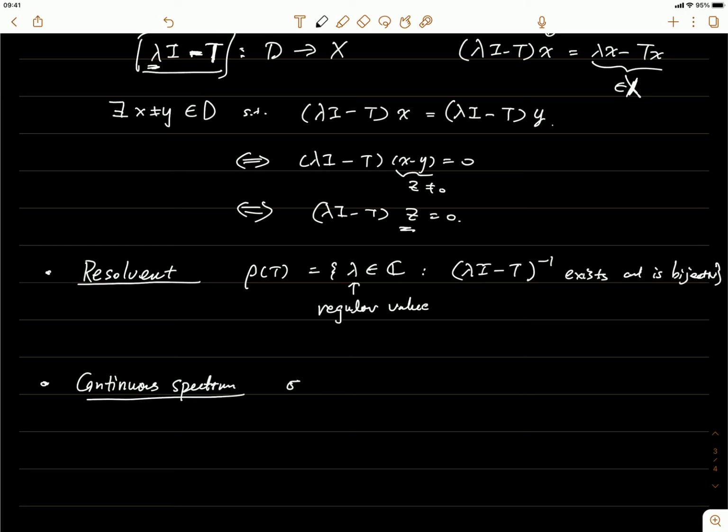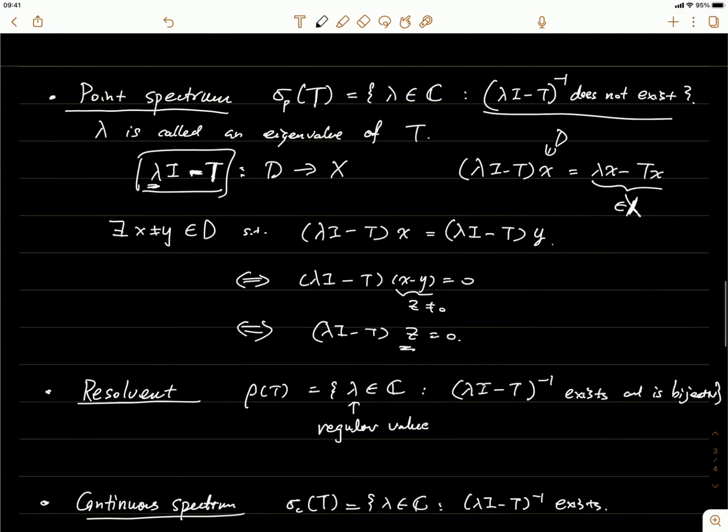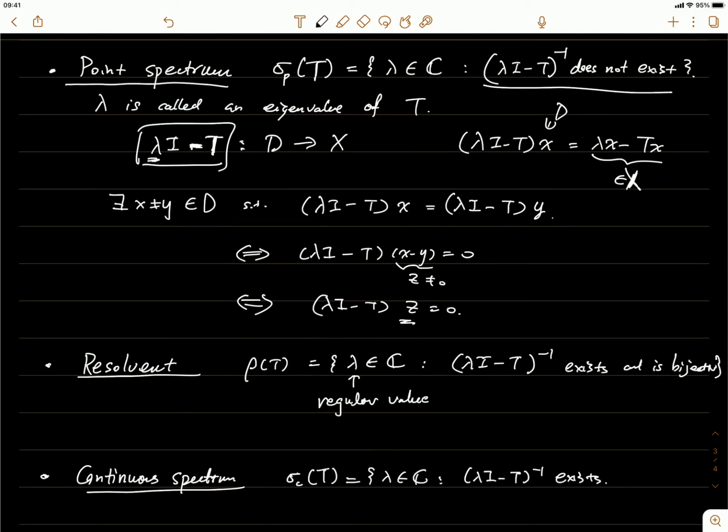We use the notation sigma. Since it's still spectrum we use sigma, but it's continuous, so we use sigma c of T. That is the collection of complex values such that the inverse of lambda I minus T still exists, but it's not bijection. So we know that it must be injective for the inverse to exist, but not bijective, which means it maps D to just a proper subset of X.